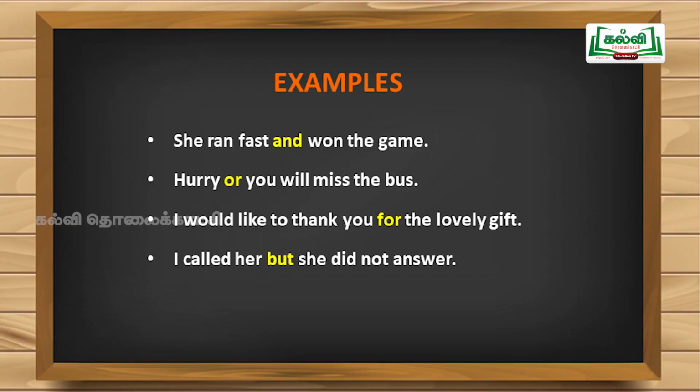She ran fast and won the game. So there are two sentences. She ran fast. The second sentence is she won the game. So there is no relation between the two sentences. They are independent. She ran fast. So that's the sentence. She won. So that is a separate sentence. But we use the conjunction and to add the two.